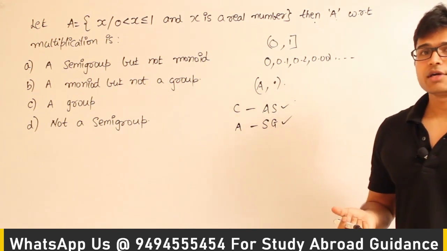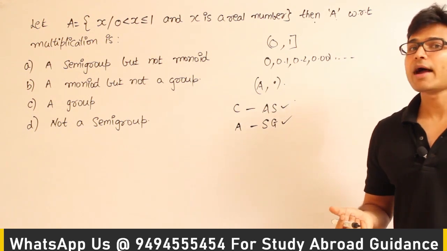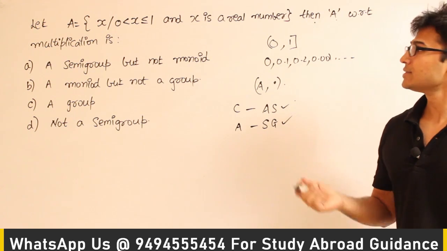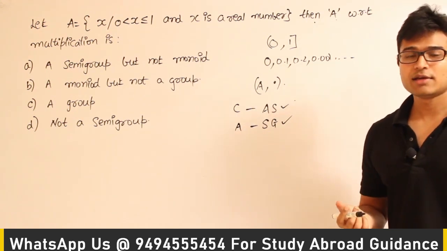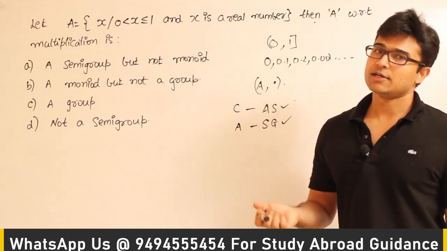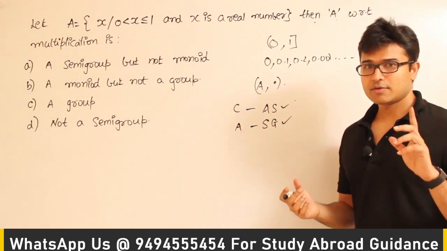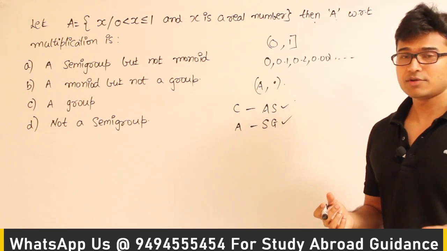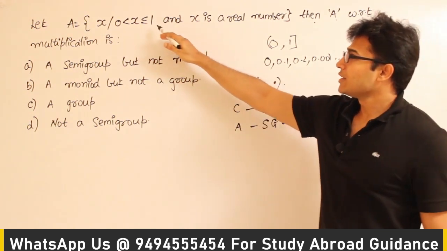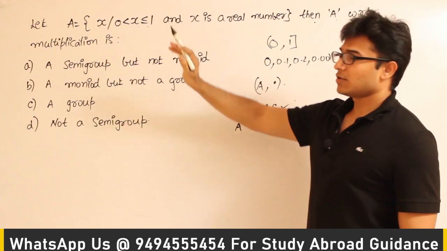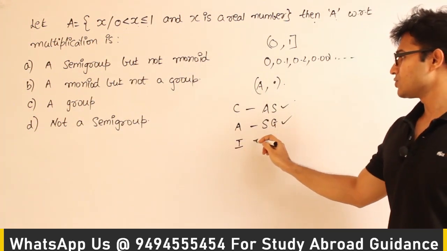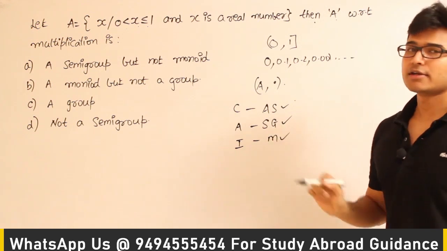And now we are talking about the next property. What is it? Identity. Will the identity element be present there? Yes, since 1 is present, and we know that 1 is the identity element for multiplication, always. So since the identity element is present, how is it present? See this, 1 is already included, 0 is less than x less than or equal to 1. Therefore the identity element is present, and so we can say that it is a monoid.